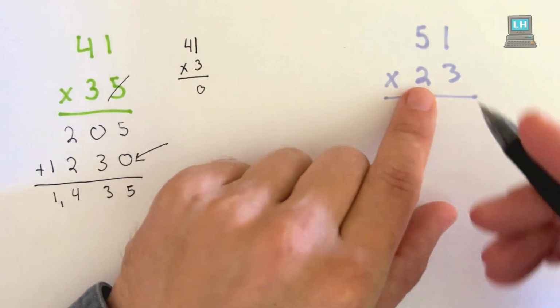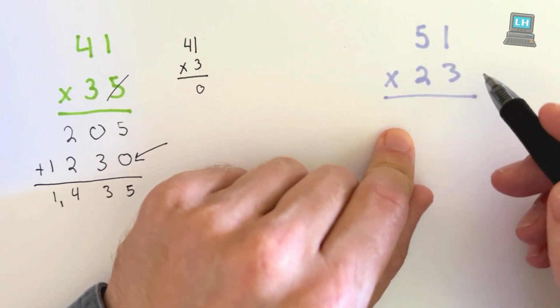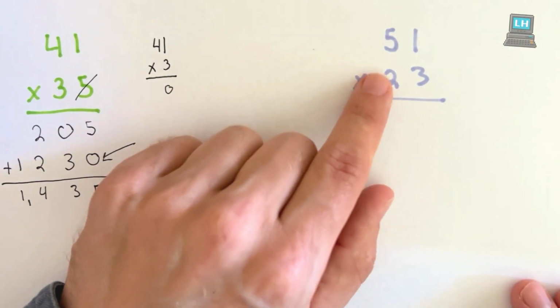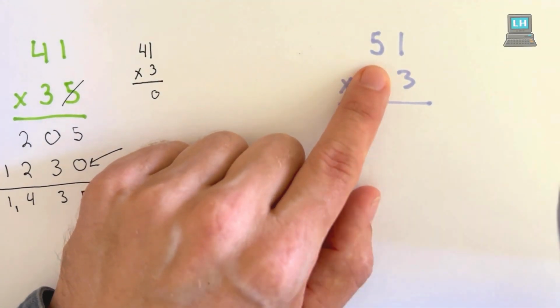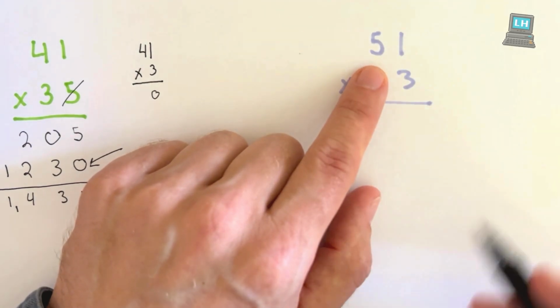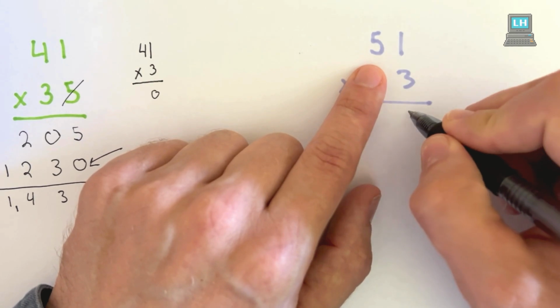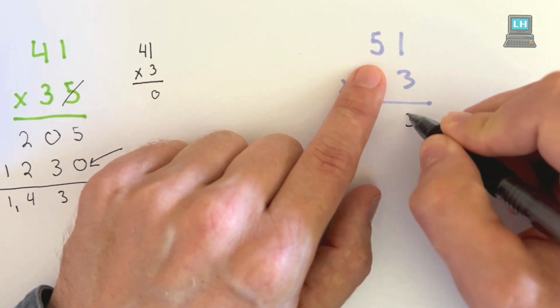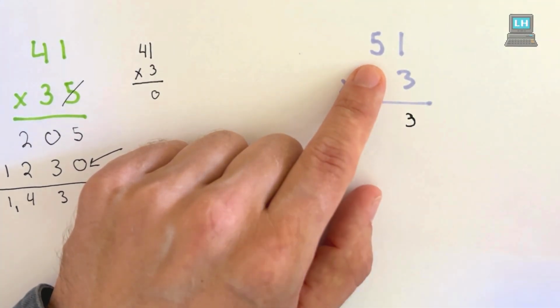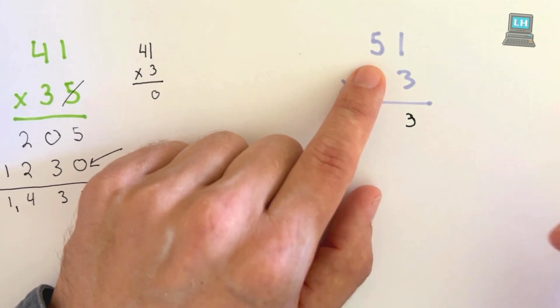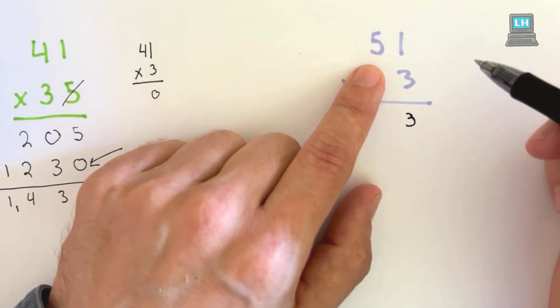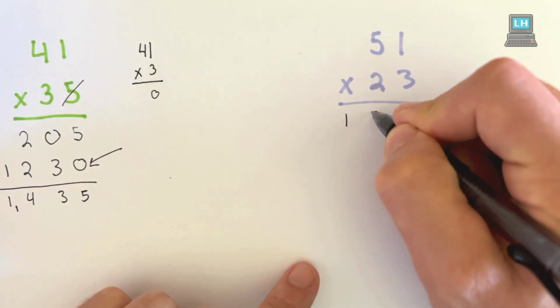All right, here I have 51 times 23. So again, how I'm going to look at this is I'm going to imagine it's really just 51 times 3. Again, that's much easier to solve, right? So I have 3 times 1, that would be 3. Bad looking 3, but please don't roast me in the comments. Then I have 5 times 3, and that's going to be 15.